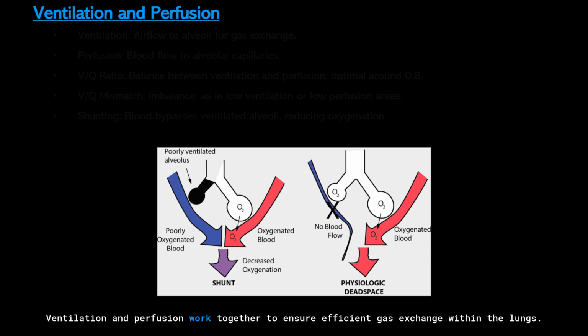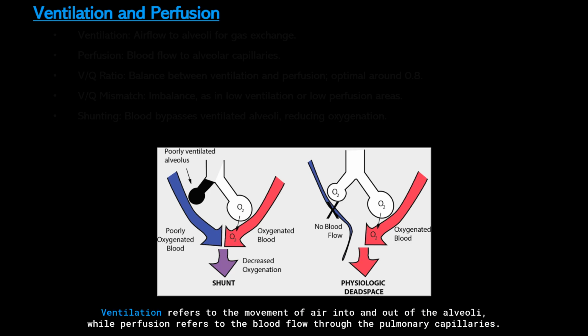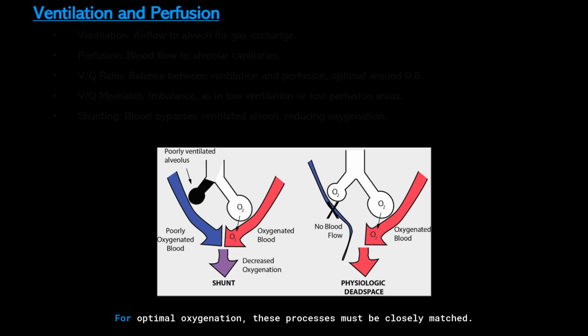Ventilation and perfusion work together to ensure efficient gas exchange within the lungs. Ventilation refers to the movement of air into and out of the alveoli, while perfusion refers to the blood flow through the pulmonary capillaries. For optimal oxygenation, these processes must be closely matched.